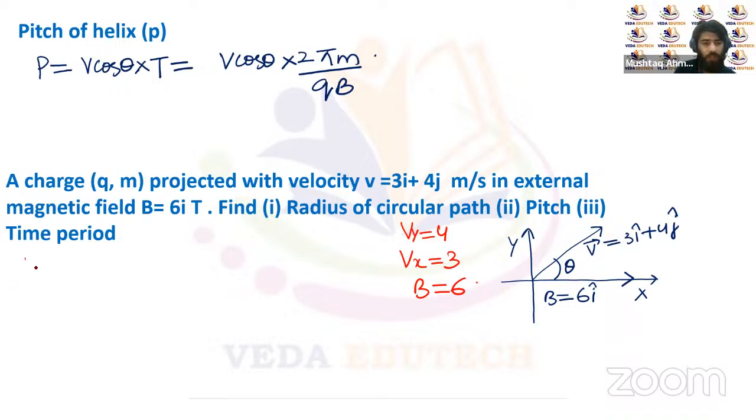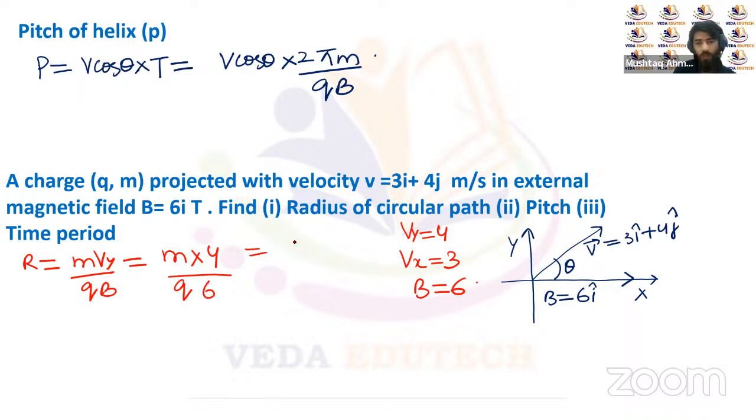So the radius of this helix is m vy upon qB. The mass of this particle is m, the vertical component of the velocity is 4, the charge is q, and the magnetic field has a magnitude of 6. So it will be 2m upon 3q. So this will be the radius of this helical path, and this is how the helix will be. The radius of this helical path is 2m upon 3q.